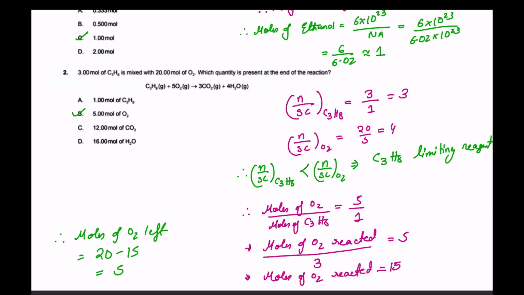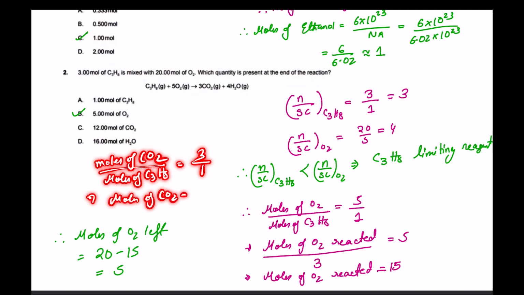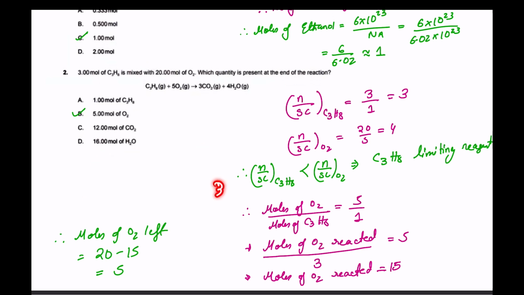Now, as CO2 and H2O are produced on the product side, obviously at the end of the reaction CO2 and H2O would be present. But let's check the number of moles. Moles of CO2 by moles of C3H8 is 3 by 1, so moles of CO2 would be 3 times 3, which is 9. But here it's given as 12, so this is incorrect. Let's do it for H2O. Moles of H2O by 3, skipping the step, is 4, so the moles of H2O should be 12, but it's given as 16. So this is also incorrect. Option B is the correct answer.